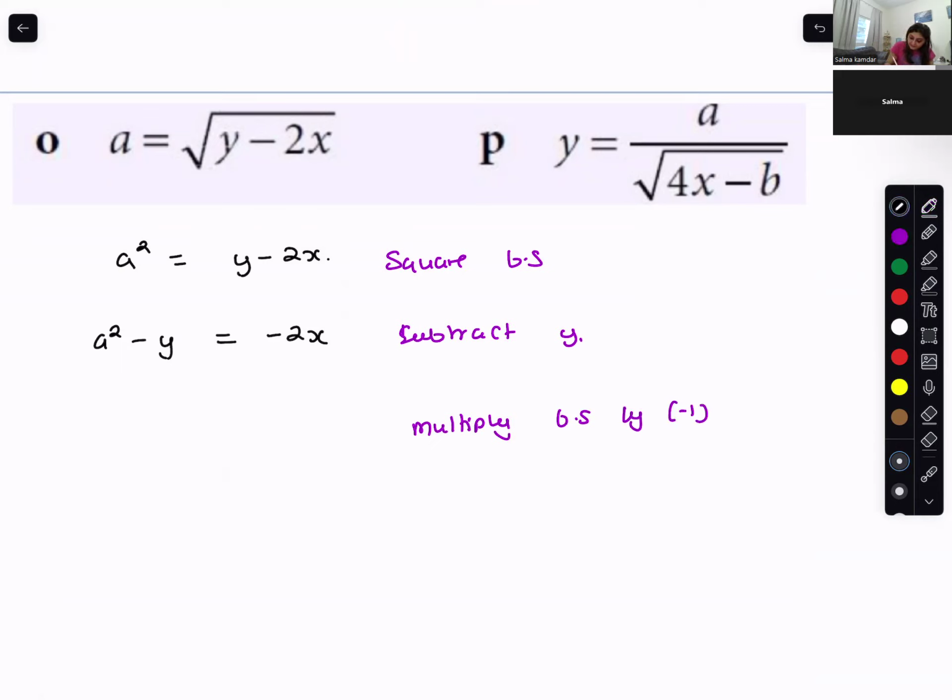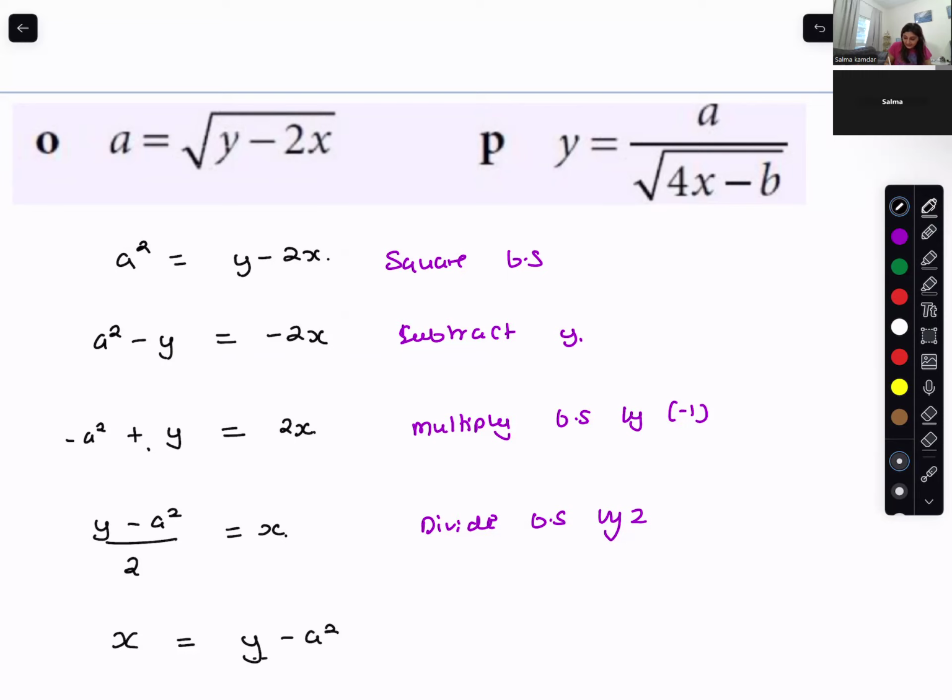So this will become minus a square plus y is equal to 2x. Then I'm going to divide both the sides by 2. So this will become y minus a square, I'm going to divide by 2. So I'll write 2 over here is equal to x. Since x is the subject, x will be y minus a square by 2.